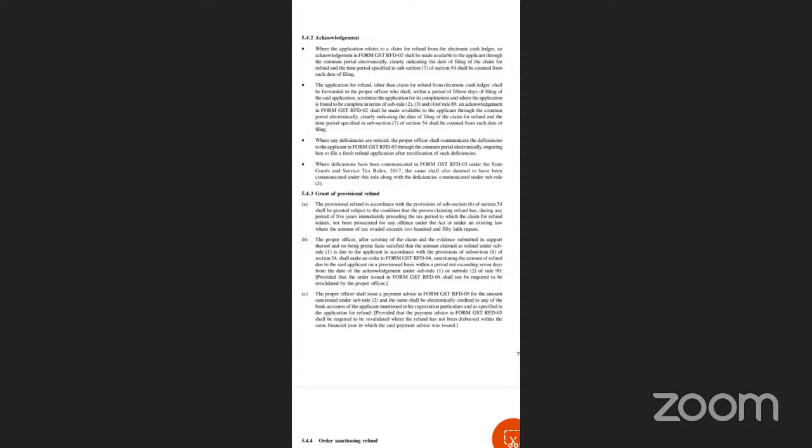The next we have to take into account is the order sanctioning refund. So what is the procedure to be followed for order sanctioning refund?